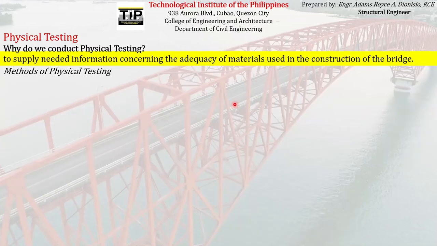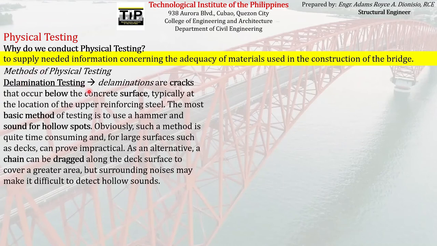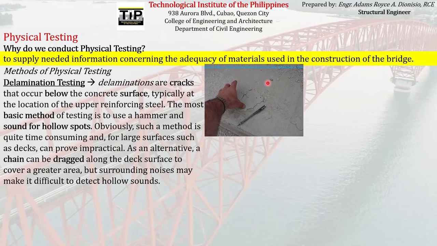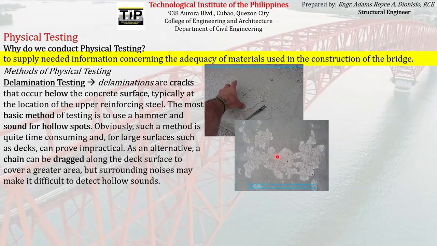So another method of physical testing is delamination testing. Delaminations are cracks that occur below the concrete surface, typically at the location of the upper reinforcing steel. So delaminations look something like this. They typically occur below the concrete surface and on the upper part of the reinforcing steel. In actual, delaminations look something like this. They actually occur beneath the concrete surface. So we can also see this in our home, on our floors, and other concrete components of a particular structure.